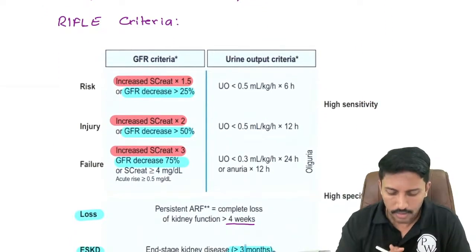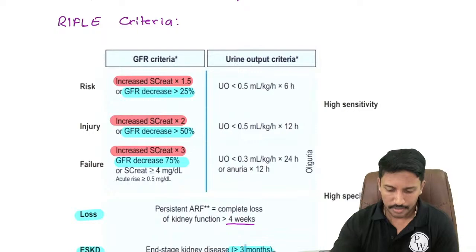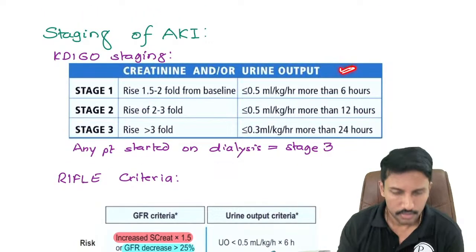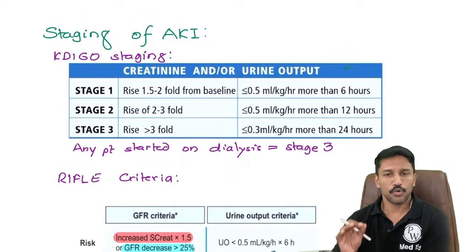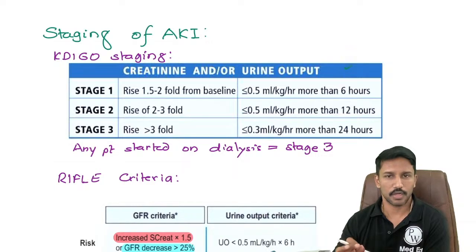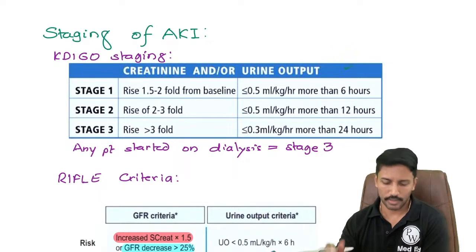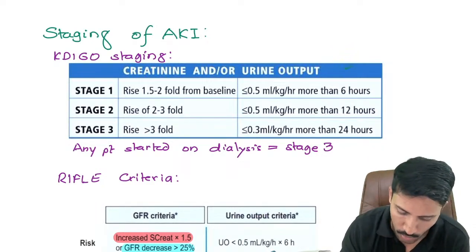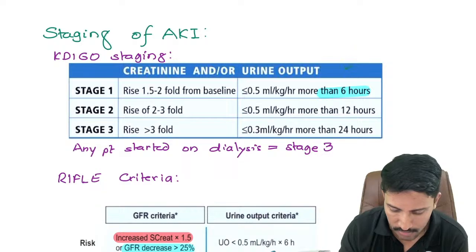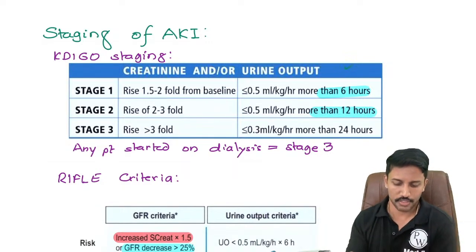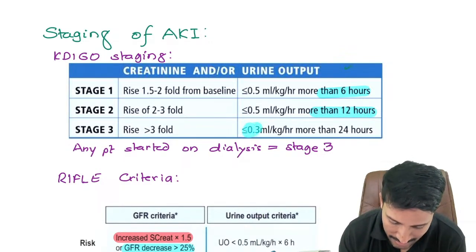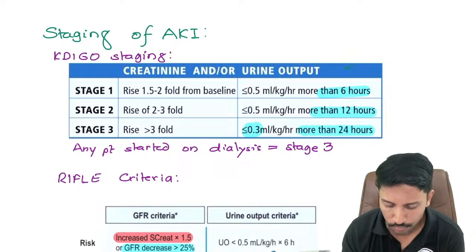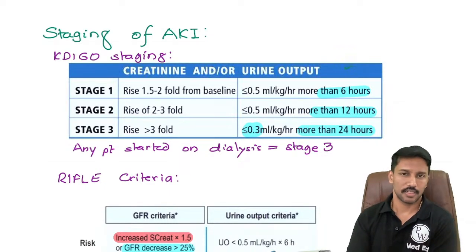Okay. So then we have the urine output criteria also that we need to remember. So how did we define AKI? Urine output less than half an ml per kg per hour for 6 hours or more, right? So if it is for 6 hours, then it will be called stage 1. If it is for more than 12 hours, it will be called stage 2. And slight change here, less than 0.3 ml for more than 24 hours, we will call it stage 3.